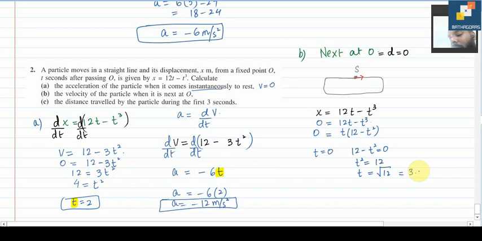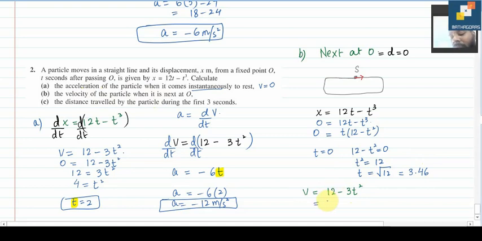Alright. For the second part, the velocity, we need to find out when it is next at O. So what is the expression for velocity we have? We had found it previously. Velocity is equals to 12 minus 3t square. The velocity of the particle when it is next at O. So we had found that when the particle is next at O, the value of time is 3.46.